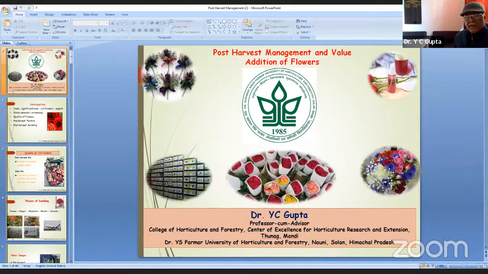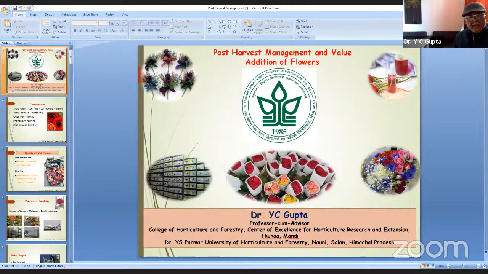Also the vase life. So we should keep in mind that flowers grown in polyhouses or in the open should get a sufficient amount of light in terms of lux or foot candles. Quality of water is a very important pre-harvest factor.